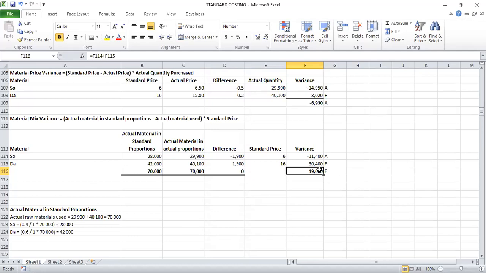Right. So this is how we calculate a material mix variance. A material mix variance arises because the proportions with which we actually used our raw materials were not in line with our expectations. Any questions? Right.